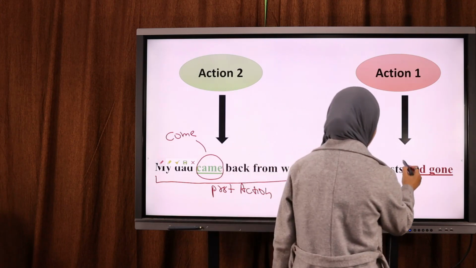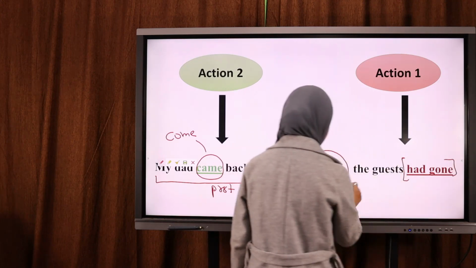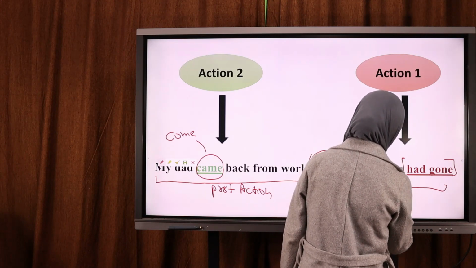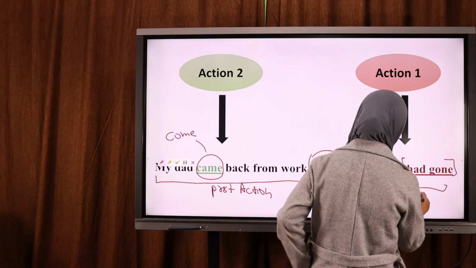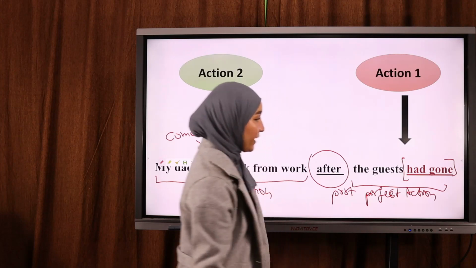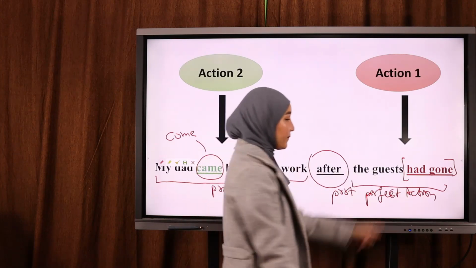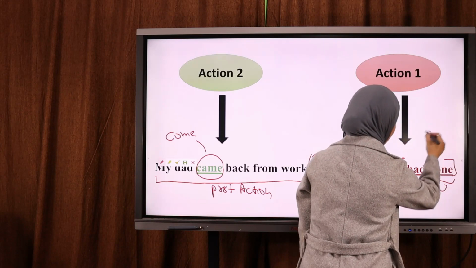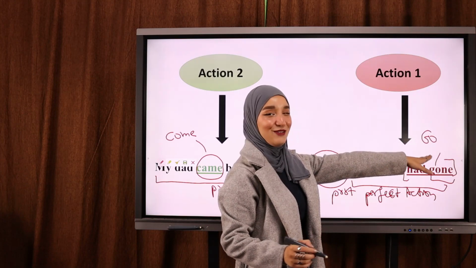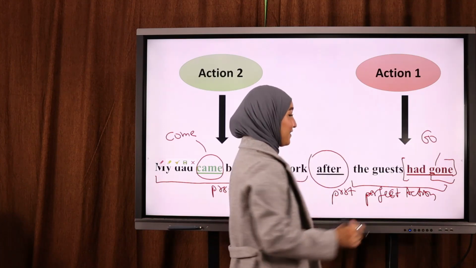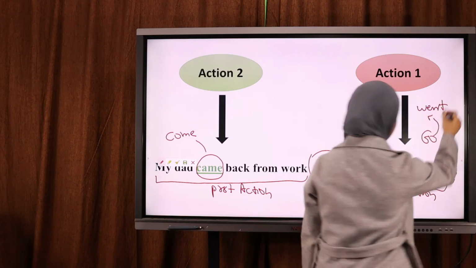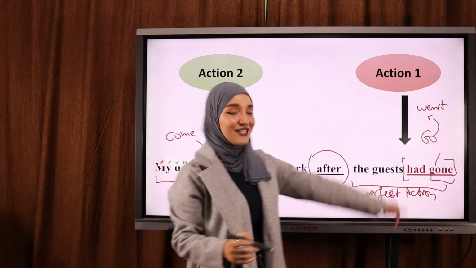And the guests had gone. Of course, this is the perfect action. Wait, the perfect action, not the ideal action. Perfect action, meaning it happened in the past perfect. Okay? And I have had, the auxiliary, plus gone. So gone is the past participle of the verb go. Translating is very hard. It's getting harder and harder. So go in the past is went. Okay? The past perfect, gone.